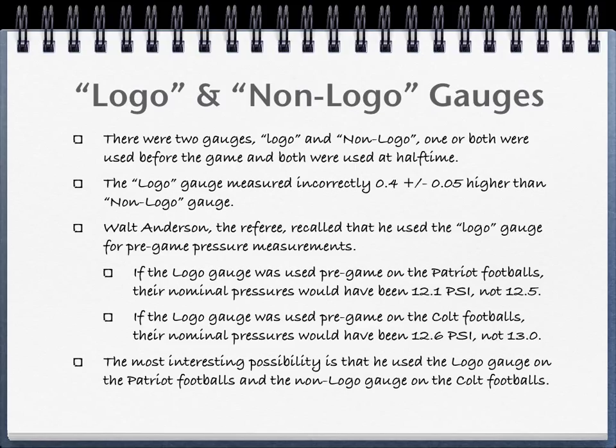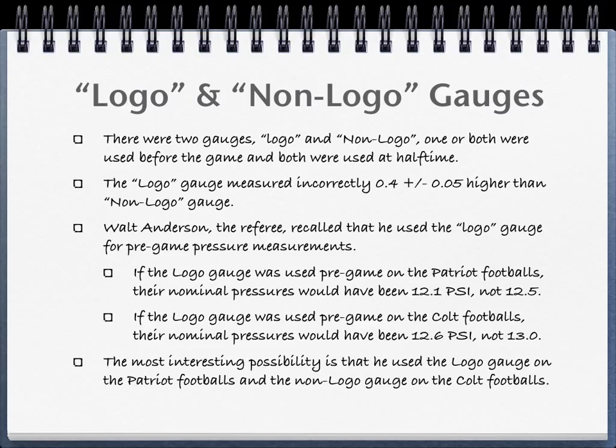Commenting on the logo and non-logo gauges in more detail, as I said, 2 gauges. We've given them names, logo and non-logo, but they're sort of just names. They could be the blue gauge, they could be the white gauge. And the logo gauge incorrectly measured 0.4 plus or minus 0.05 higher than the non-logo gauge. Walt Anderson, who was the head referee and did the pregame measurement of the ball pressures, recalled that he used the logo gauge for pregame measurements.